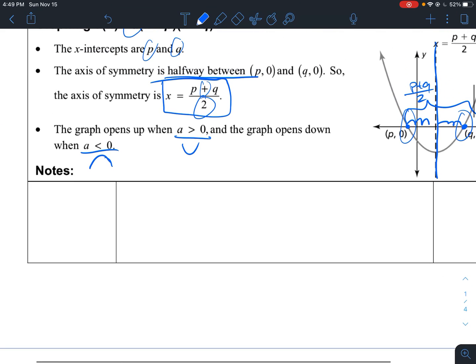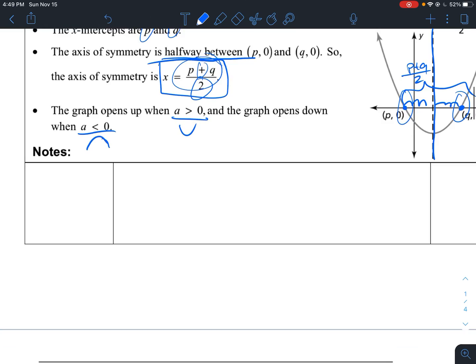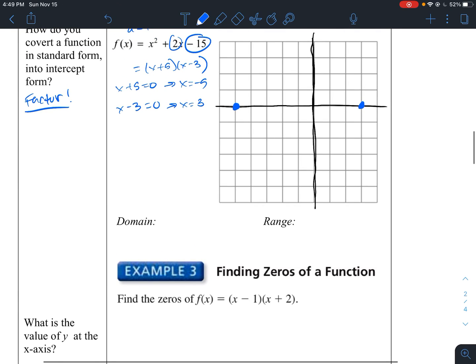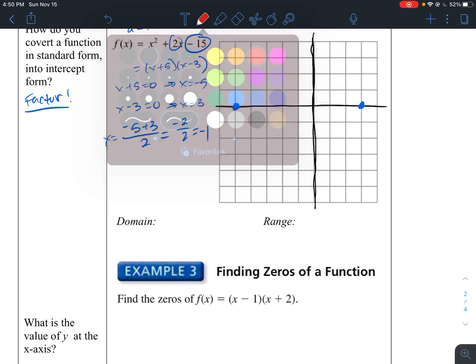We knew that it's p plus q divided by 2. So we know these are our p and q values, so we can do negative 5 plus 3 divided by 2. Negative 5 plus 3 is negative 2, and that's over 2, so it's equal to negative 1. So this is the axis of symmetry.